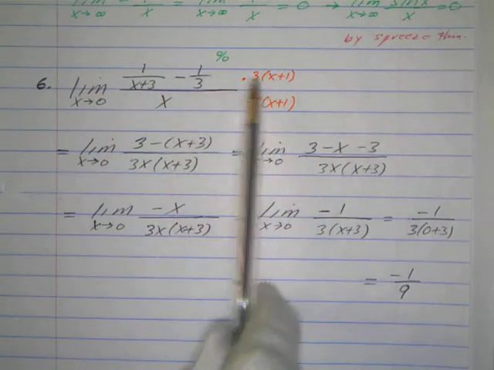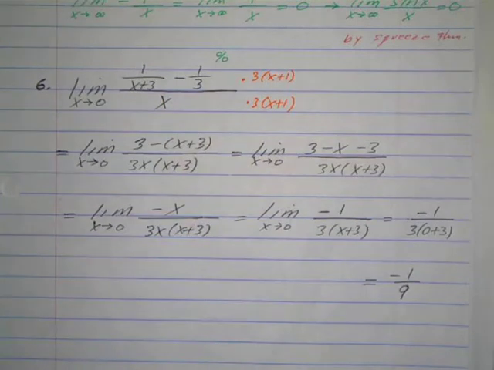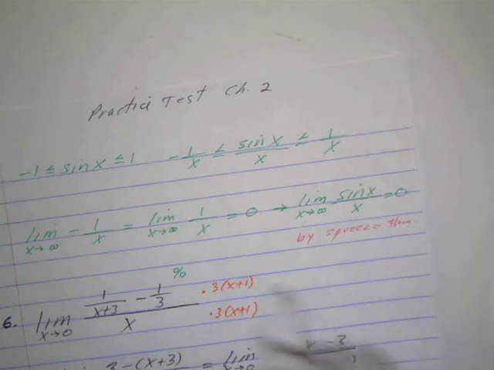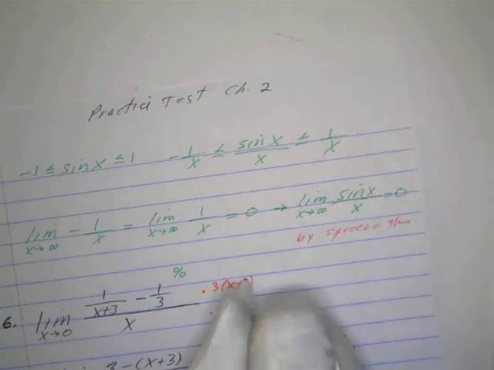If I multiply the top, here the x, did I say x plus 1? What's wrong with me? Sorry about that. 3 times x plus 1. 3 times x plus 3, pardon me.